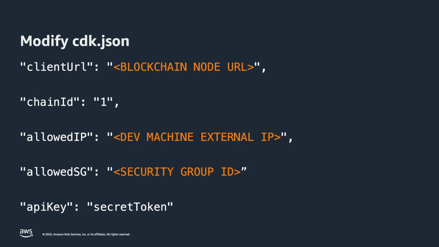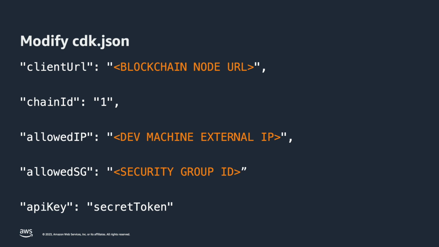In order to access the graph node from your local machine, you need to open the graph node security group to the external IP address. Therefore, you need to look up your IP and modify the allowed IP variable so it gets exported to the AWS CDK as a context variable. If you're developing from an AWS-based instance, such as Cloud9, you need to open the graph security group to allow traffic from the instance's security group. If you're developing from an EC2 instance, note the security group's ID and add it to the allowed SG parameter. If you're developing locally, you can set this value to an empty string.